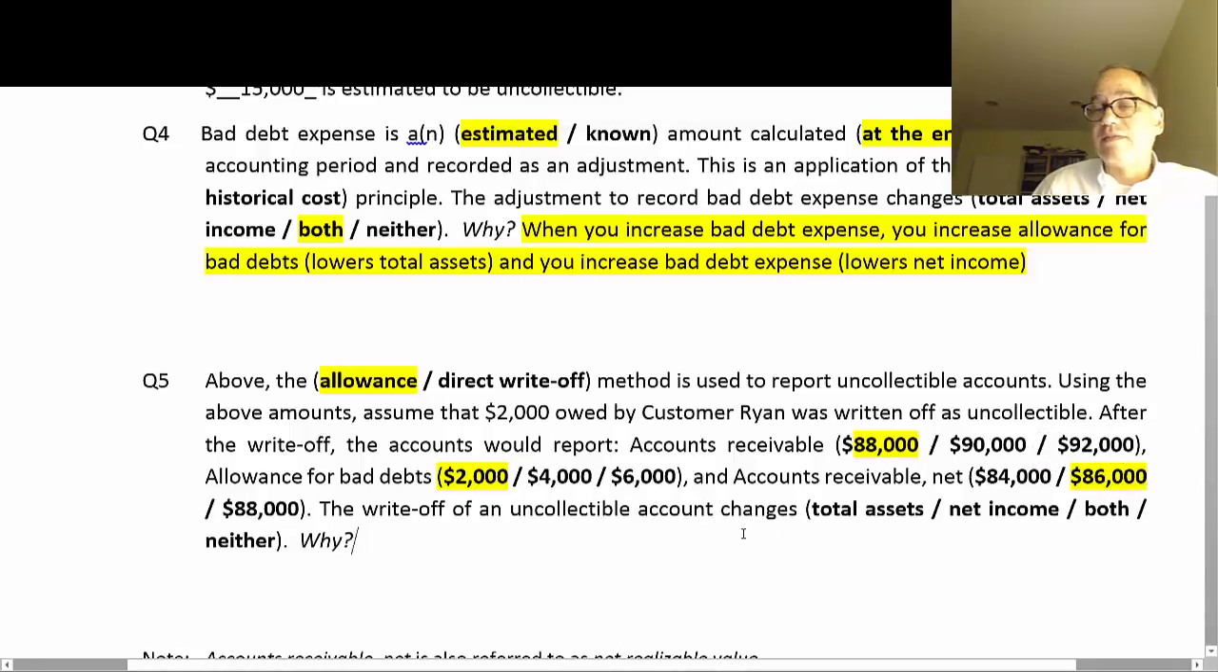So the write-off of an uncollectible account doesn't change total assets. Total assets in this case is still $86,000 plus whatever else the company owns. It doesn't affect net income at all because I record my expense when I record the allowance. And therefore it affects neither.